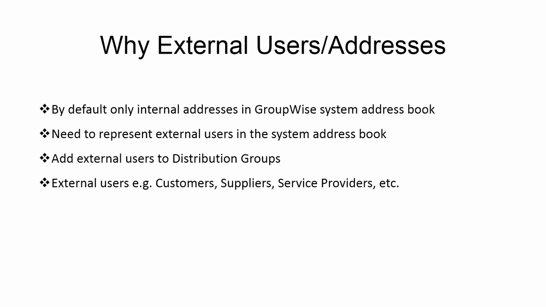There may be times when we need to represent customers, suppliers, service providers, or anybody external to our GroupWise system within our GroupWise System Address Book, or potentially even add them to distribution groups. By default, only internal addresses are in the GroupWise System Address Book, which is why we're going to look at how to reconfigure things today.